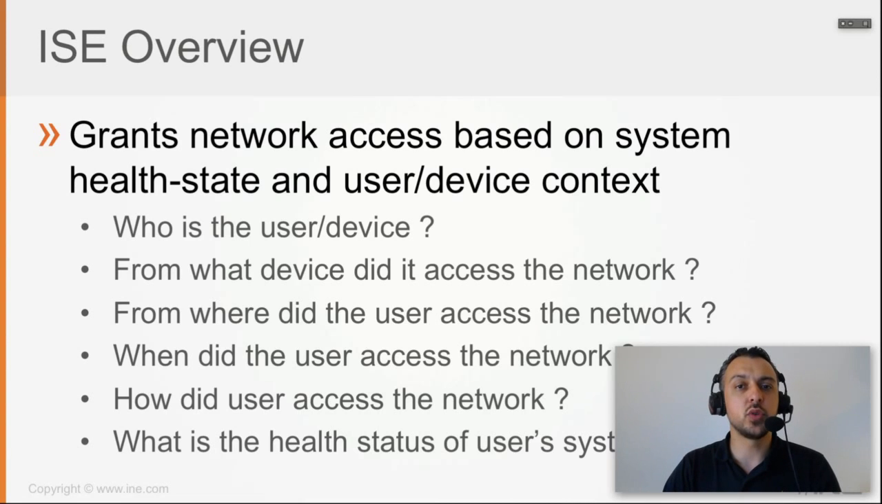We want ICE to give different types of access, to authorize differently, maybe the same user, depending on from which device the user connects, at what time the user connects. How does the user connect? From the VPN, from a Wi-Fi, or from wired? And is the health state of that user's device, is that device healthy? Is it compliant with our enterprise policies? And based on that context, that set of attributes, we're going to give to the user different access to the network.